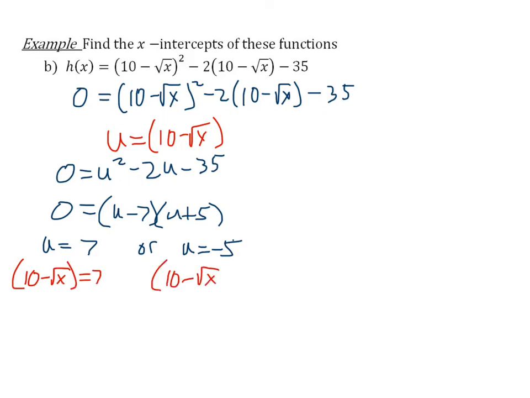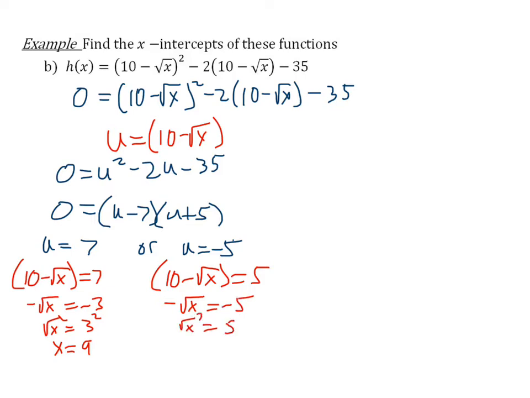10 minus the square root of x equals 5. And let's go ahead and subtract 10 from both sides. We've got negative the square root of x equals negative 5 in this case... so the square root of x is 5. Square both sides, and x is 25.